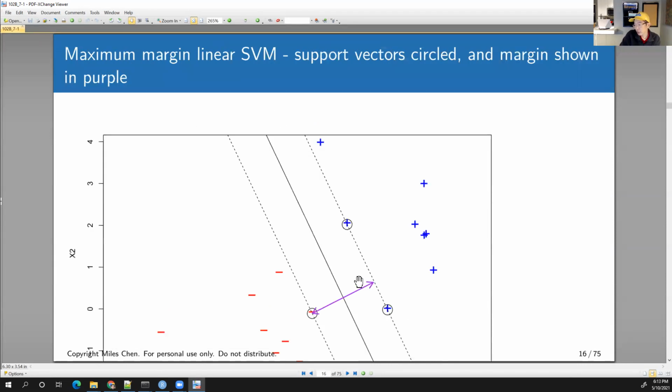Okay, so just to describe this, this is what our picture looks like. This is the margin. It's the perpendicular distance between these two dotted lines, and this is the largest distance that we can get.